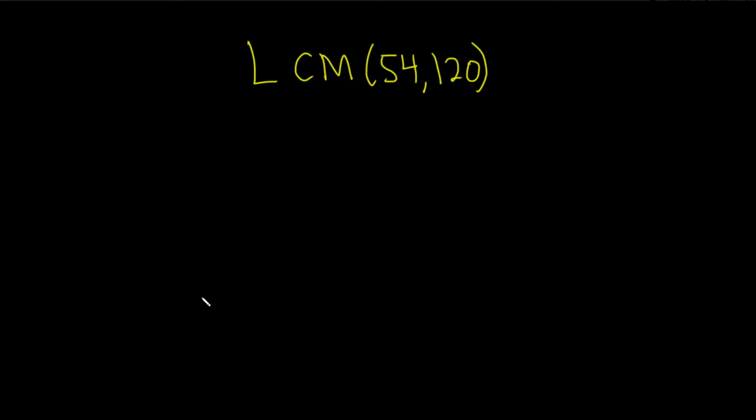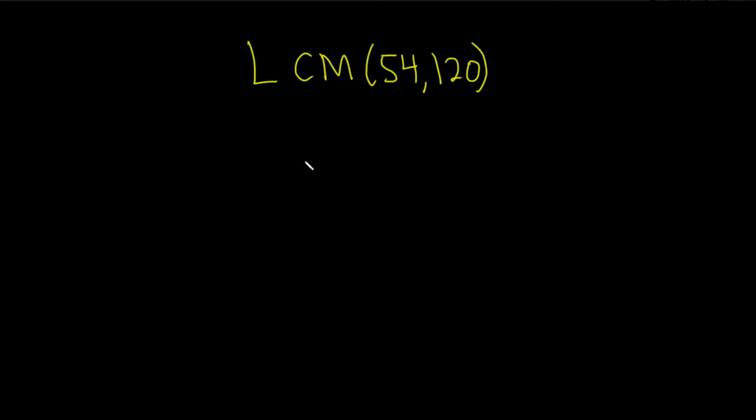In this problem, I'm going to show you how to find the least common multiple of two numbers. Normally, if you wanted to find it, you would just list all of the multiples of 54, and then list all of the multiples of 120, and then take the smallest common one. That's the least common multiple. The problem with that is that these numbers are huge, so that would be ridiculous.